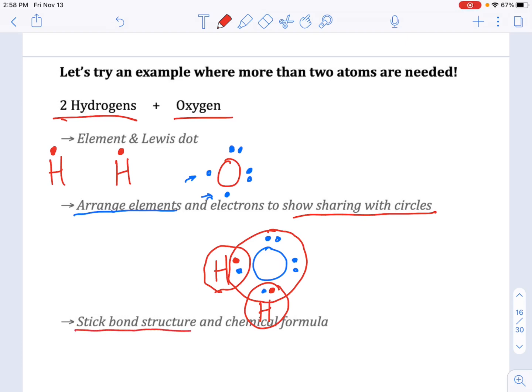Last 2 steps, the stick structure and the chemical formula. So the stick structure, all I need to do is replace these shared electrons with a stick. So here's oxygen, hydrogen, hydrogen. Chemical formula, I'm just going to add them up. We got H2O, water.